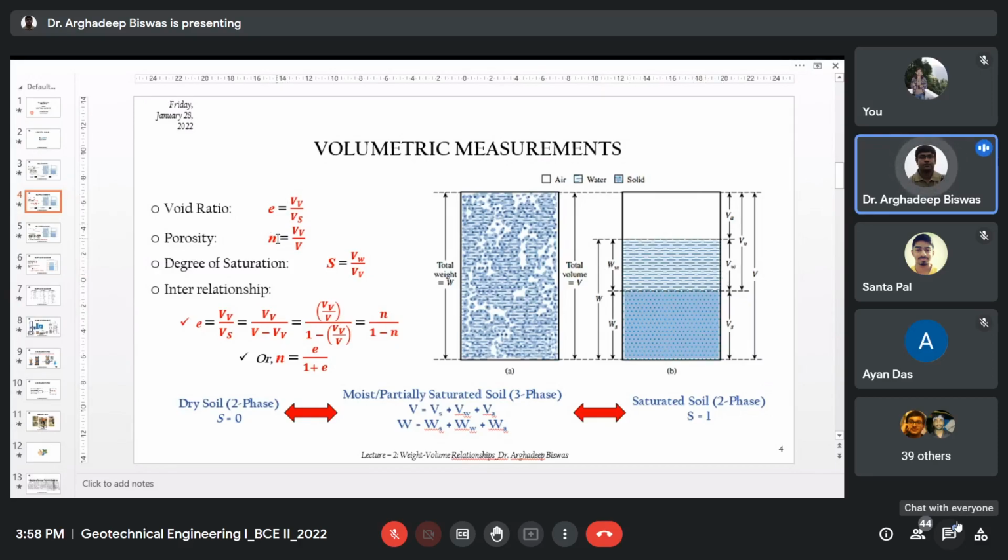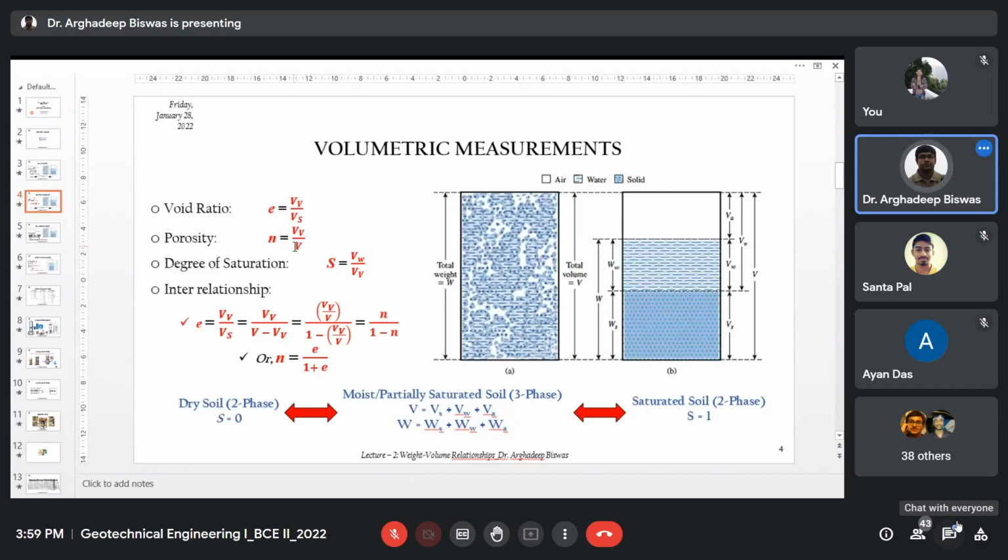Okay, so porosity is VV by V, where V is the total volume and VV is the volume of void. So within that total volume, how much void space is there? The E, that is void ratio, is saying with respect to the solid volume how much void is there, the ratio of the total void space to the total solid volume. Whereas porosity is how much void there is within the total volume.